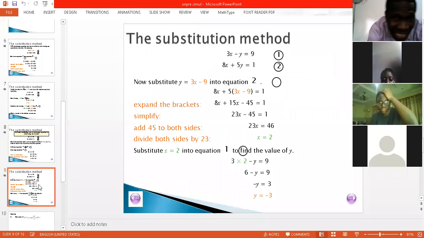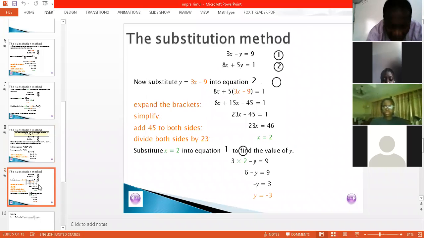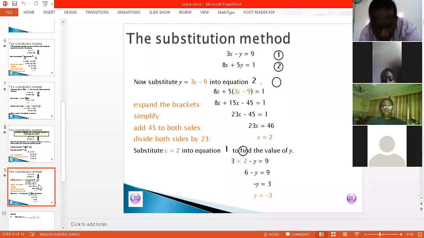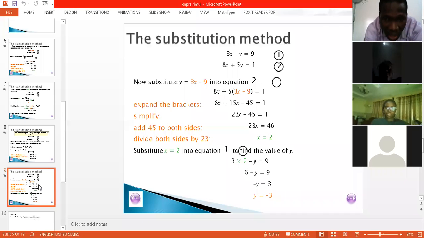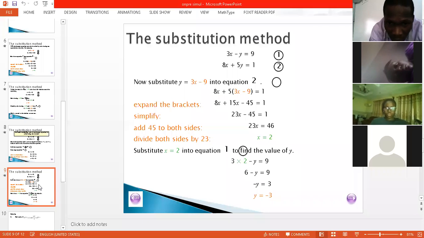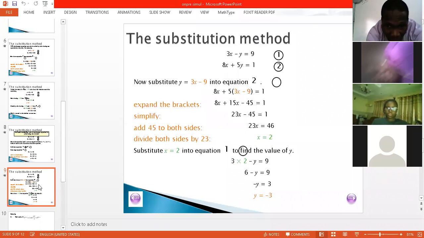Equation 2 is given as 8x plus 5y equals 1. Instead of writing y, you now write 5 into 3x minus 9 equals 1. So this becomes a linear equation. When you solve it, you have your x to be 2, as you can see on your screen. Now, once one variable is known, you substitute it into another equation to get the other variable. So for this case, we just have to substitute into equation 1.